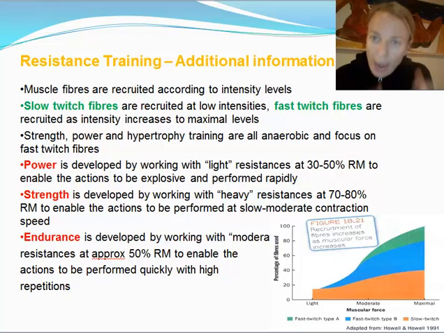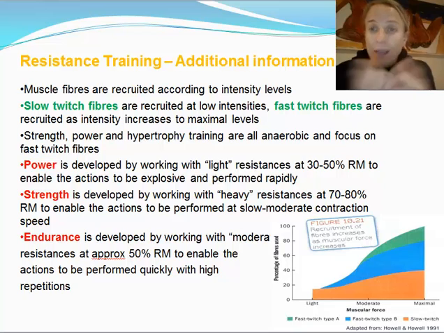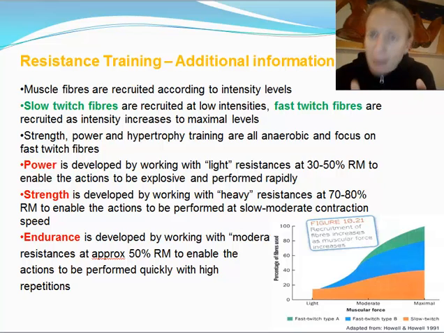Okay, as we know, our muscles have slow twitch and fast twitch fibers. Remember, fast twitch are more anaerobic, slow twitch are aerobic. So again, when we are targeting strength or power, where you're trying to move a lot of resistance or do it quickly, we're mainly recruiting our fast twitch fibers. Whereas when we're doing endurance type resistance, we're not using a very high weight, but we're doing lots of them. So that would target more of the slow twitch muscle fibers.